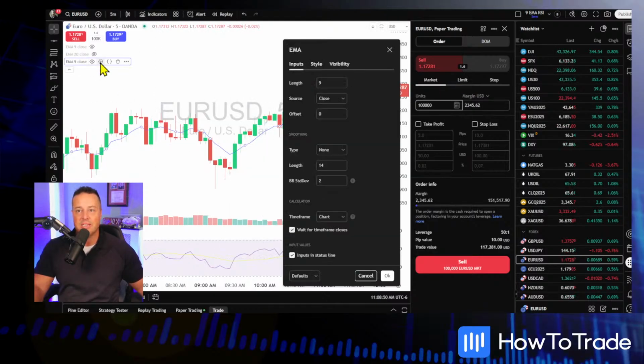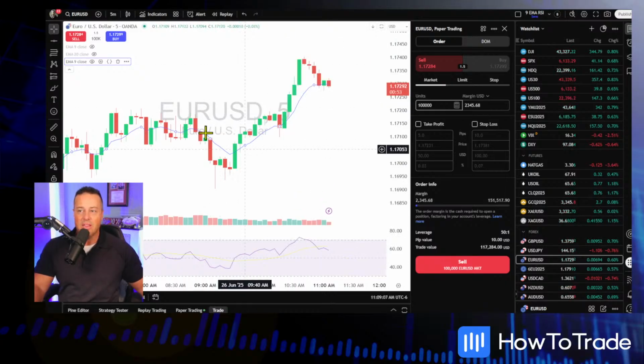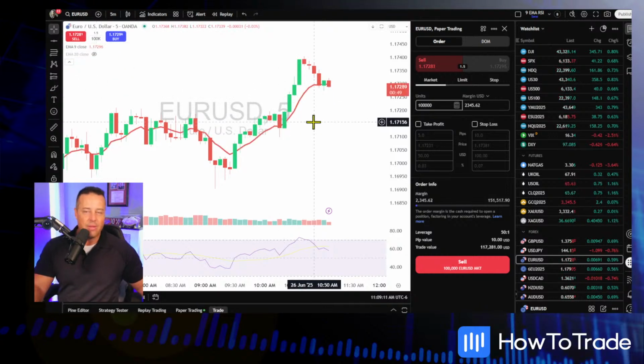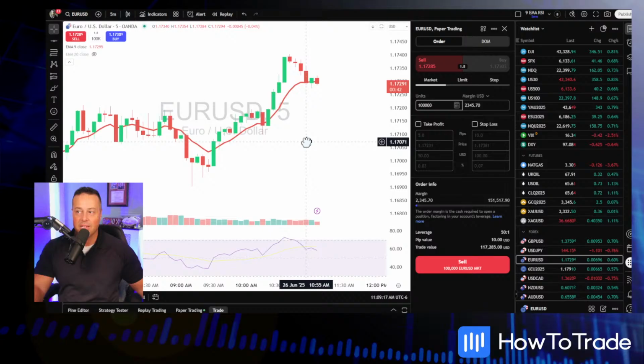You're going to pull your settings up. Your inputs right there is going to be your length, 9. Our source is going to be the close. The last price of the pricing bar is what we want to base our EMAs on. That's going to be the close. Don't worry about smoothing. Don't worry about any of this other stuff. 9 EMA close. Now, I always recommend getting the visibility going. I like to have it a little bit bigger there. I like red, but you can feel free to use blue or purple or yellow or whatever you want. I like red because red's sort of final and it gets our attention.